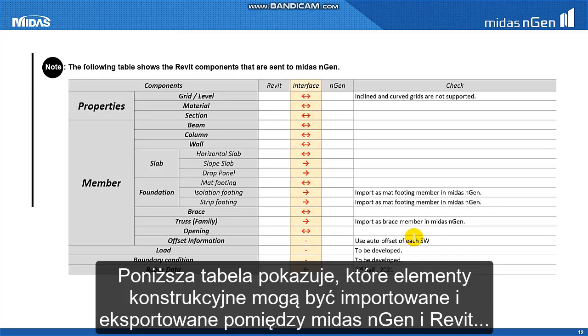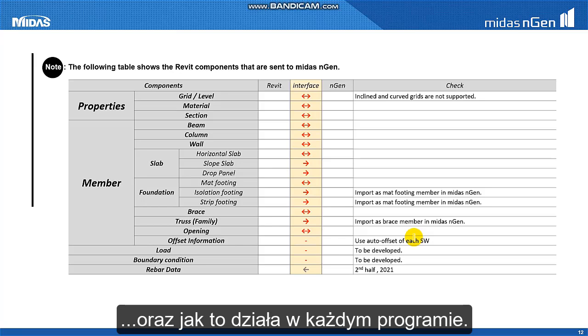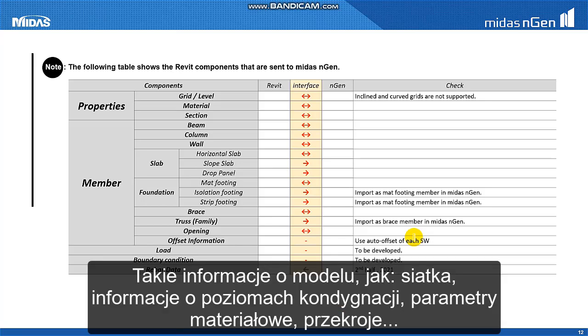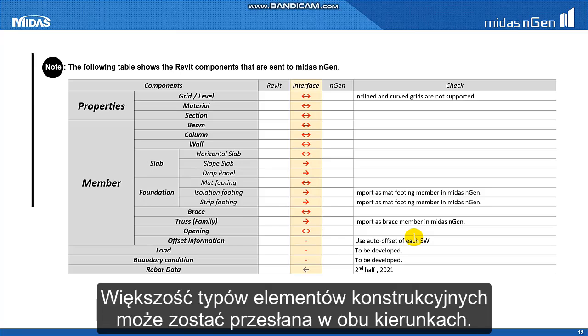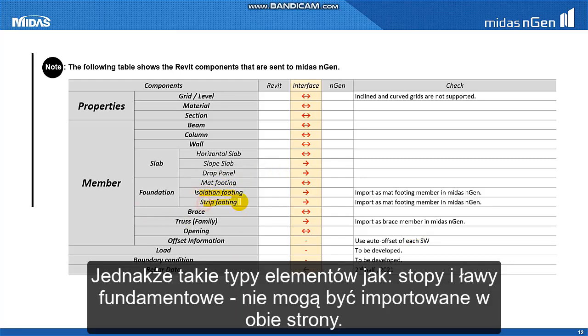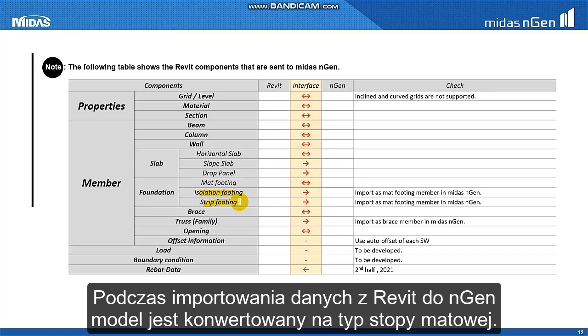The following table shows which structure members can be shared between Midas engine and Revit Structure and how it works in each program. The model properties such as grid, Revit information, materials, and sections can be transferred in both directions. And most member data can also be transferred in both directions. The engine data of isolated footing and strip footing, however, cannot be imported into Revit. Also, when importing the Revit data into engine, the model is converted into the mat footing type.